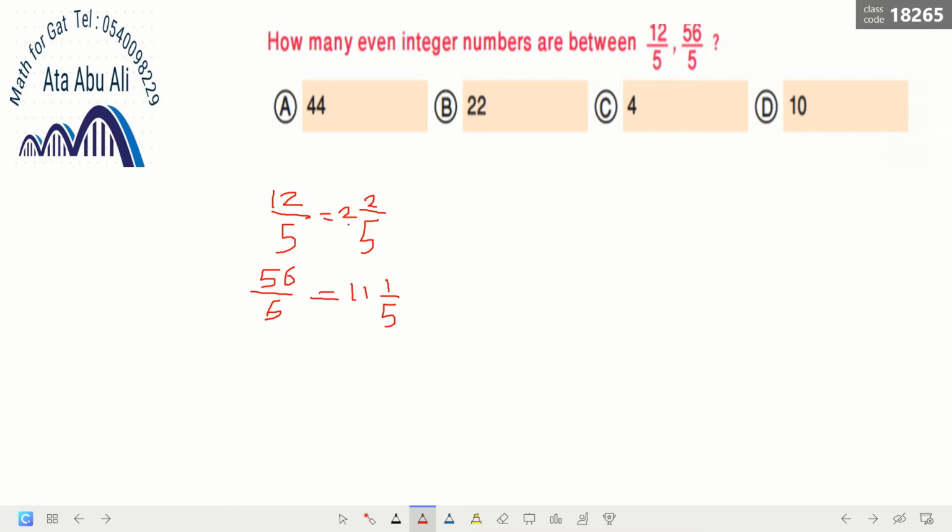We have to take 2, okay, because it's outside here, and 11. So the numbers between them, the even ones: after 2 we have 4, 6, 8, and 10. So we have 4 numbers, as you see, so the answer is equal to 4.